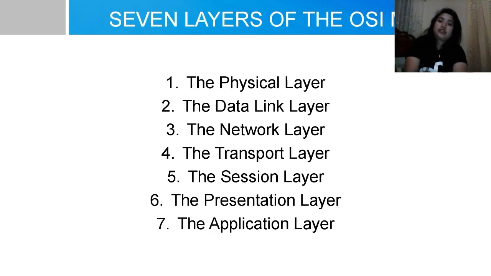So the 7 layers of the OSI model are the physical layer, the data link layer, the network layer, the transport layer, the session layer, the presentation layer, and the application layer.